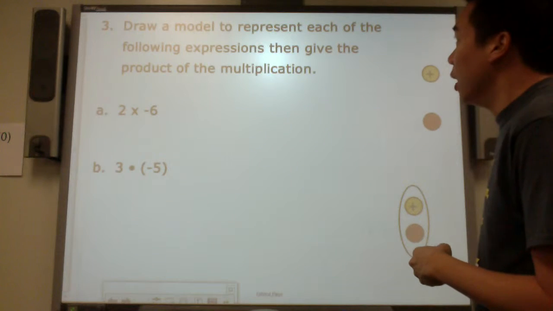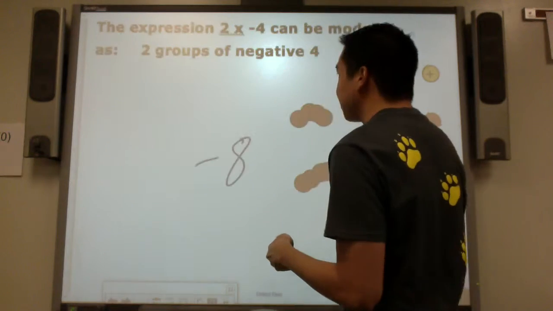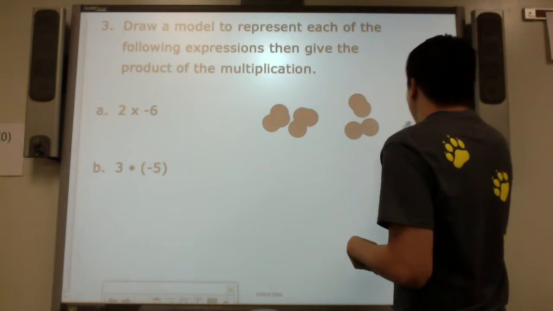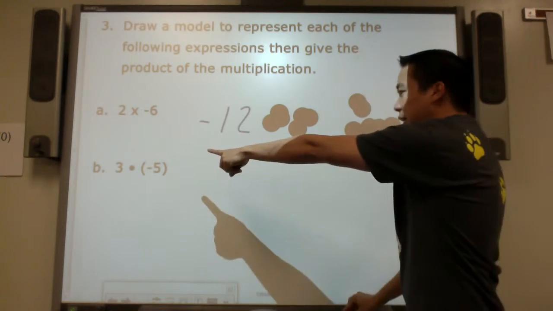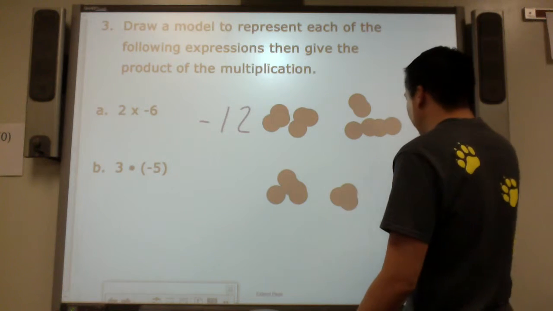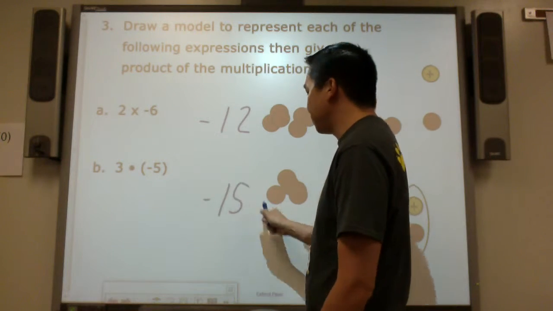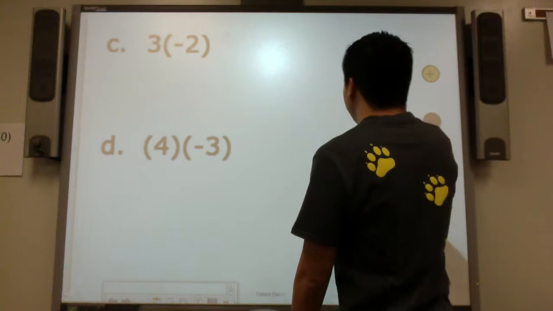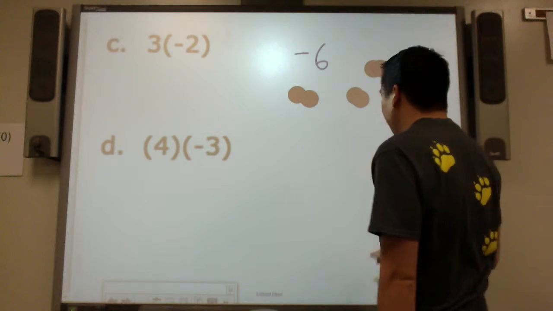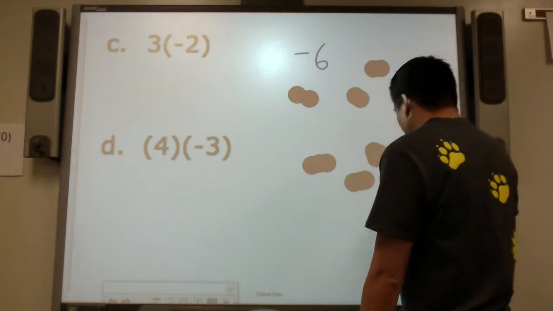So let's model some. Draw a model, represent each of the following expressions, then give the product of the multiplication. 2 times negative 6. So we have two groups of negative 6. That's negative 12. 3 times negative 5. That's three groups of negative 5. Here's one group, a second group, a third group of negative 5. So that's negative 15. 3 times negative 2 means three groups of negative 2. That's negative 6. 4 times negative 3. That's four groups of negative 3. So that's negative 12.